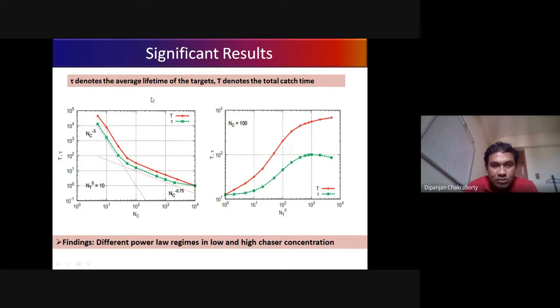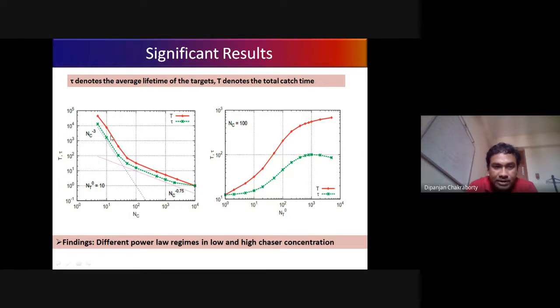Okay, so now another thing, tau is calculated. So we have already told the capital T. The capital T is the total catch time. That means we have started from a configuration and how much time is needed to catch all the targets. And tau is the average lifetime of all the targets. So to catch the first one, T1 is needed. So like that, T1, T2 plus Tn, and then averaging it. So tau denotes the average lifetime of all the targets.